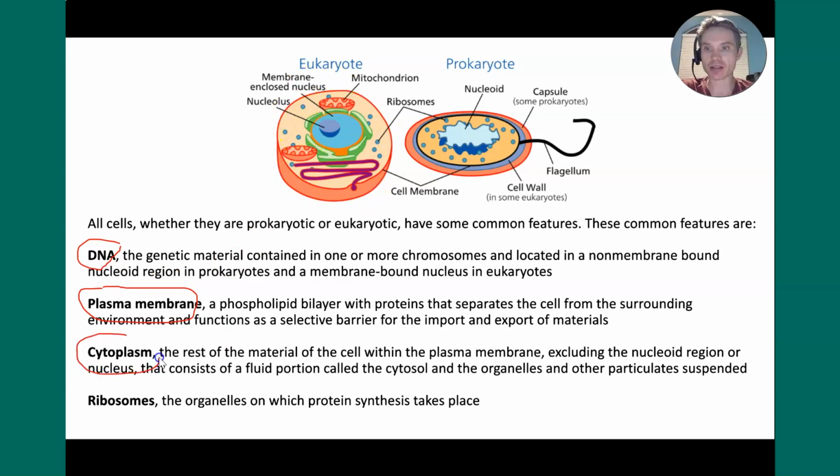They have cytoplasm, that is the stuff inside the cell, and we call the liquid portion of this, or the fluid portion of this, the cytosol. And last but not least, both the eukaryotic cell and the prokaryotic cell have ribosomes. Both of these cells need to synthesize protein, and they use a similar mechanism for both.